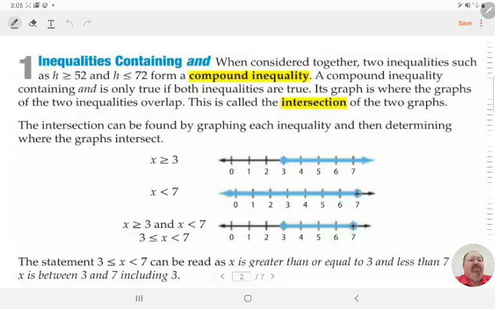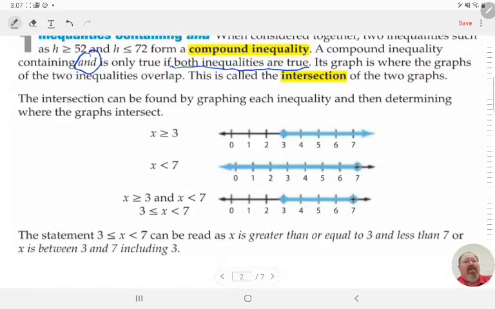All right. So when considered together, two inequalities such as h is greater than or equal to 52 and h is less than or equal to 72 form a compound inequality. A compound inequality containing the word and is only true if both inequalities are true. Its graph is where the graphs of the two inequalities overlap. This is called the intersection of the two graphs.